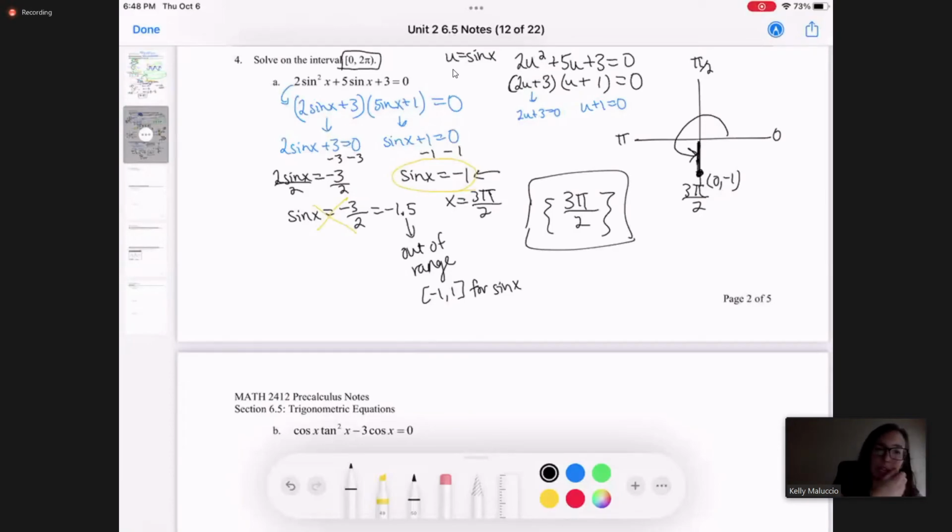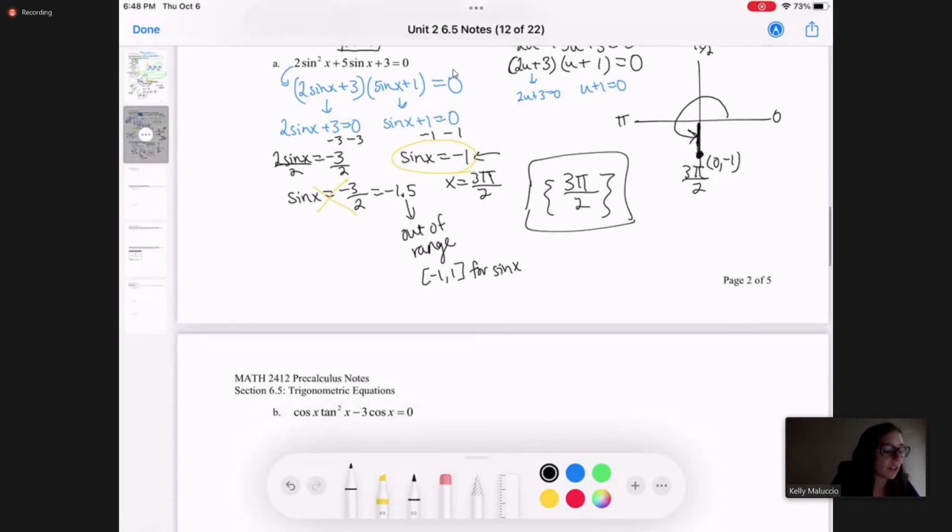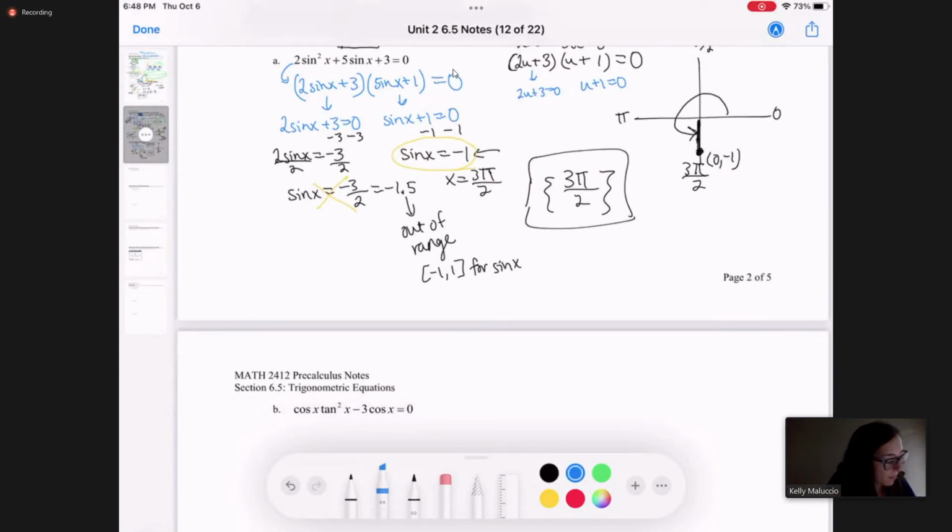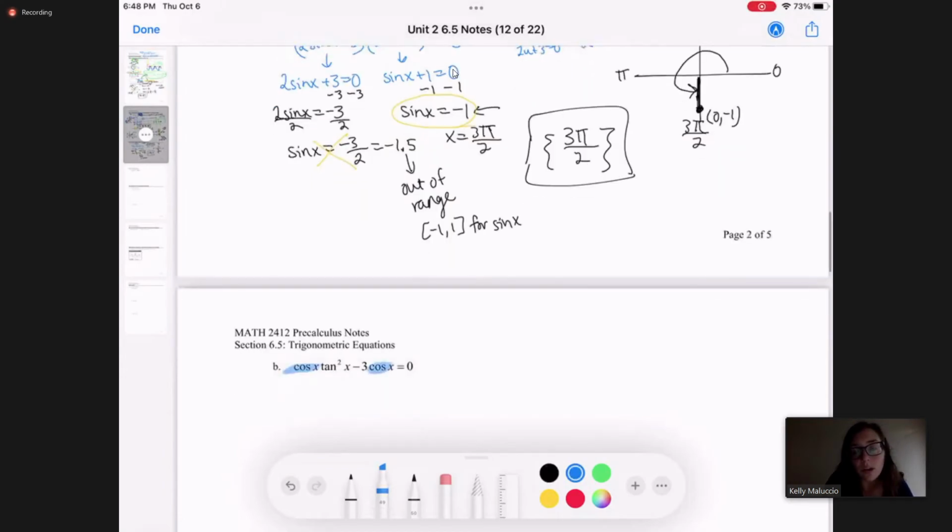So part B also looks kind of confusing. However, we can do something really nice. I have cosine x, so I can factor this out. We're not going to factor it the same way we did last time. We're just going to factor out the cosine x, and then we can solve. So let's do that. Give me a sec.